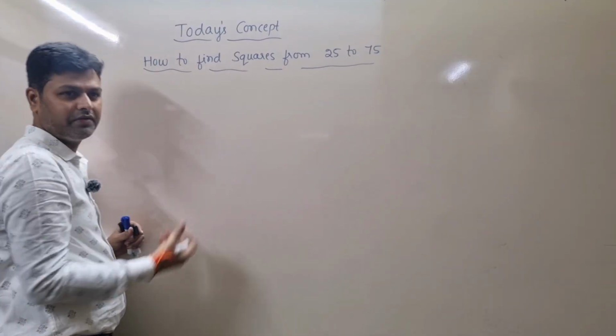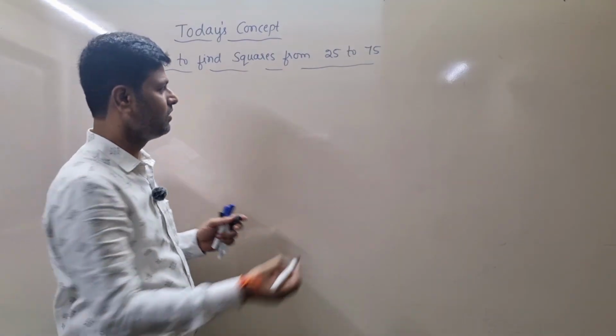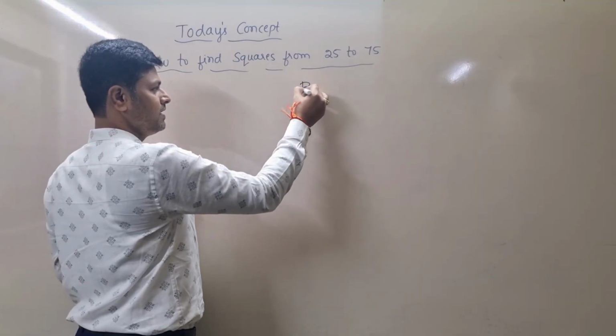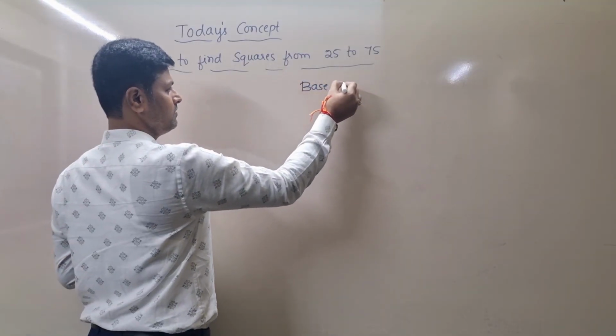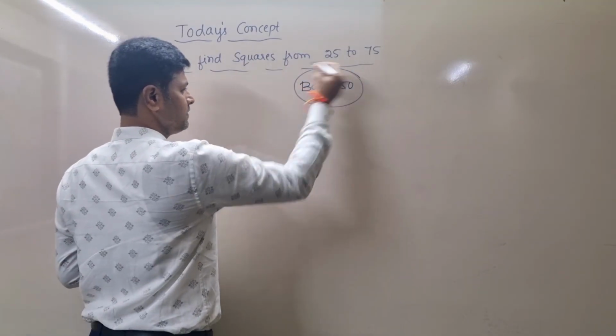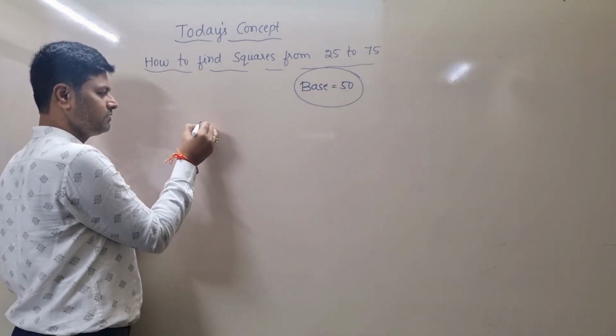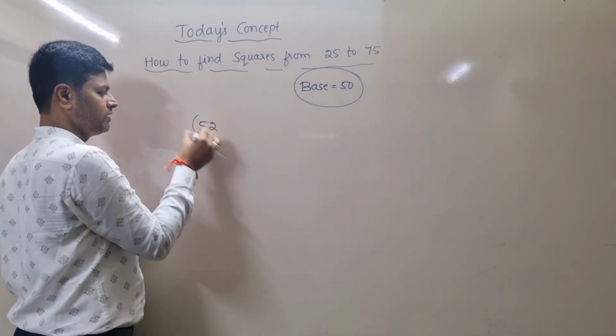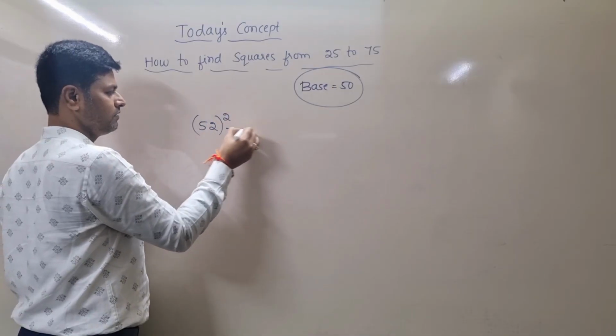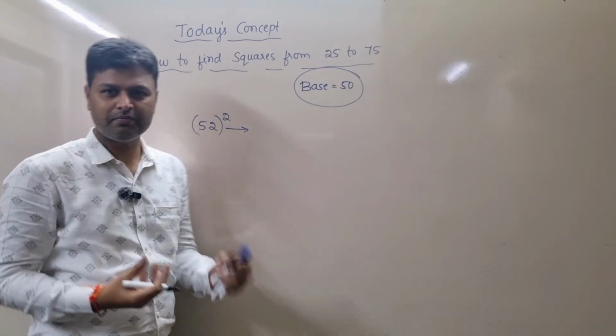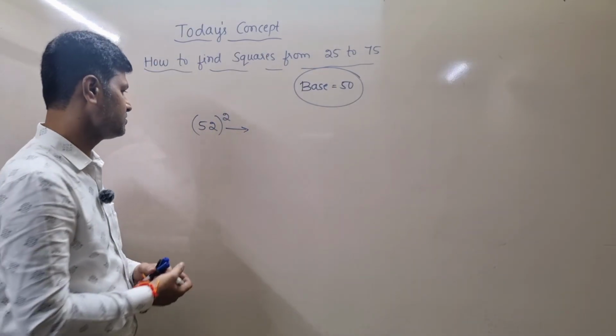Whenever you are solving squares from 25 to 75, always consider the base as 50. Suppose I am taking 52 square. Once you understand the method, it will be easy to solve the questions.